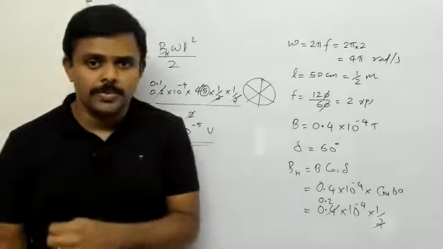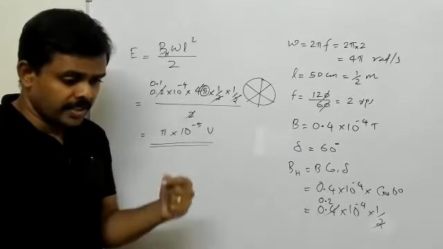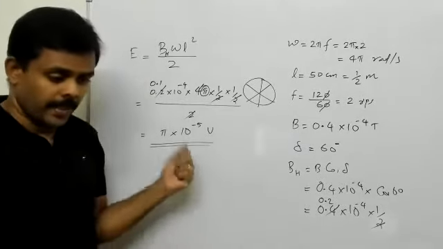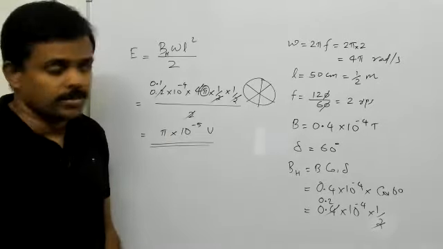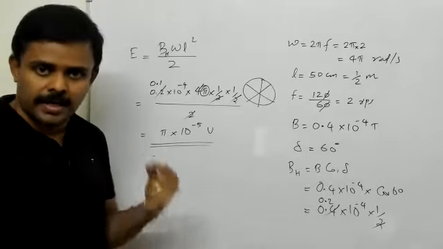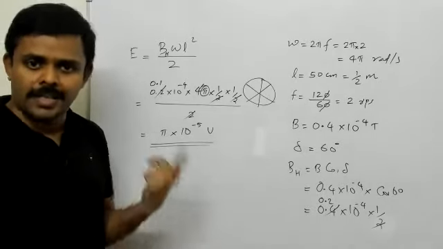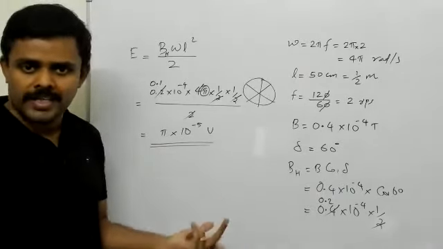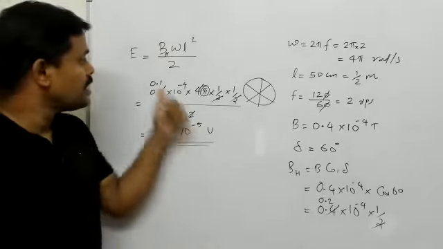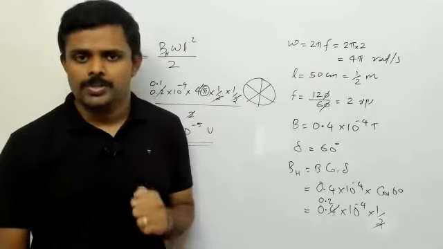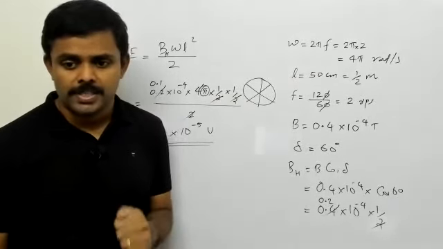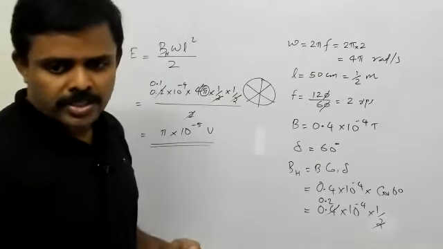Second part of the question is what? They are asking whether the EMF will be affected if the number of spokes were increased. Number of spokes is insignificant. I told you, no? Be it 10 spokes, 100 spokes, 1000 spokes, 10,000 spokes, whatever you have, the EMF is always given by B omega L square by 2. Number of spokes is irrelevant. Did you understand?